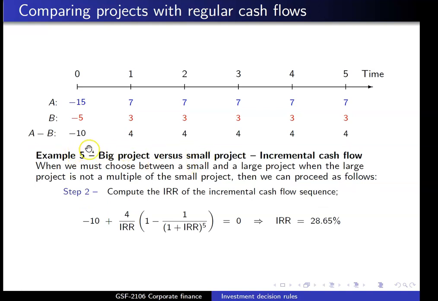Compute the internal rate of return of the sequence of incremental cash flows. So minus 10 plus 4 divided by the internal rate of return times 1 minus 1 over 1 plus IRR to the power 5 must be equal to 0. That gives an internal rate of return of 28.65%.